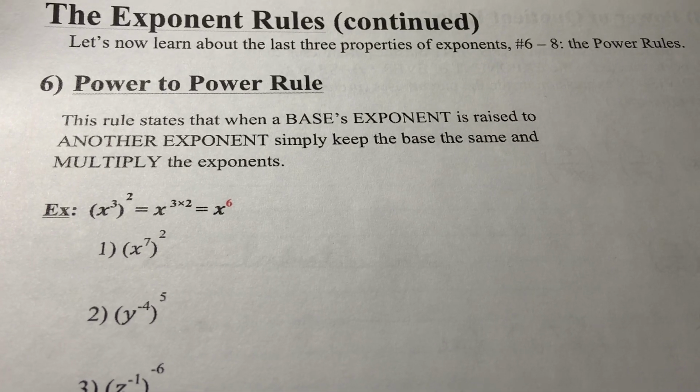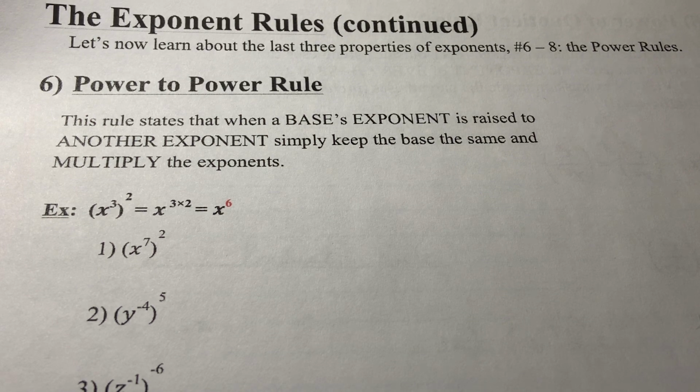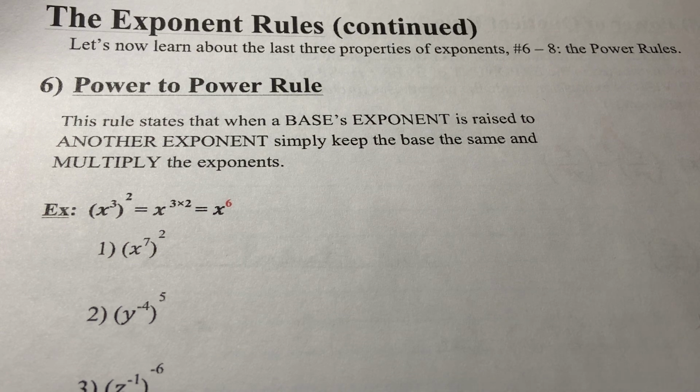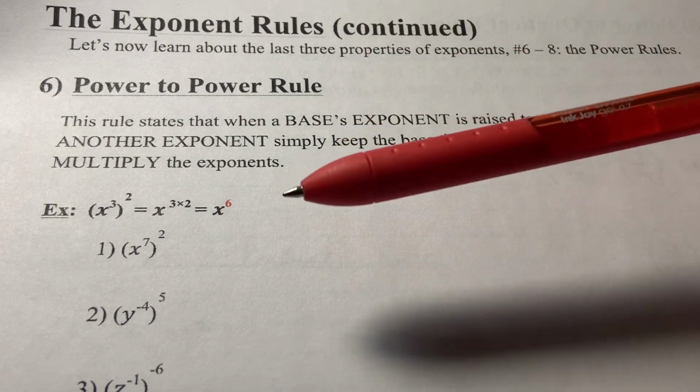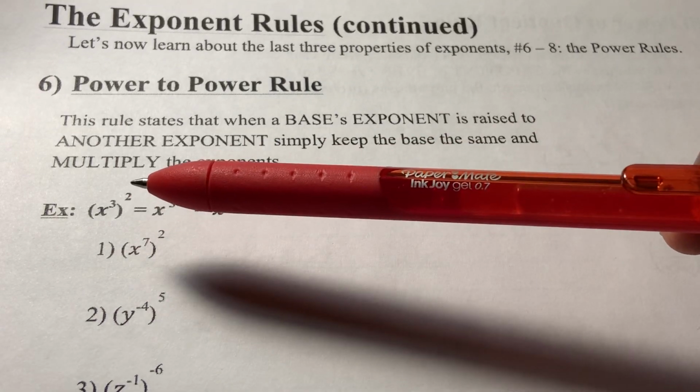So let's get this straight. Basically, what we've been doing so far with the exponent rules is we know that when we multiply by the same base, we keep the base the same and add the exponents, right? And we know that when we divide by the same base, we keep the base the same and subtract the exponents. Now what we're doing, notice, is that we have a base.